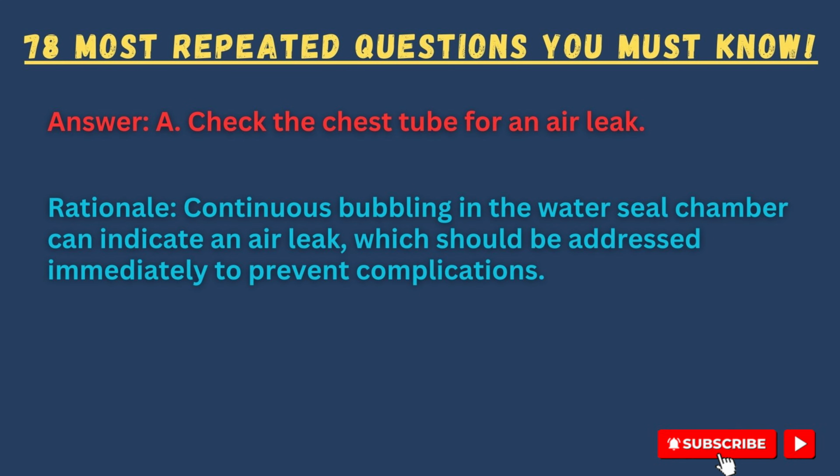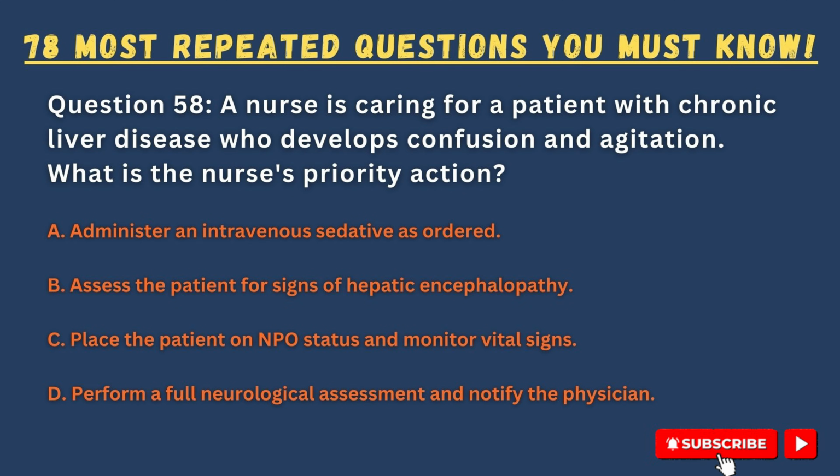Answer. A. Check the chest tube for an air leak. Rationale. Continuous bubbling in the water seal chamber can indicate an air leak, which should be addressed immediately to prevent complications. Question 58. A nurse is caring for a patient with chronic liver disease who develops confusion and agitation.